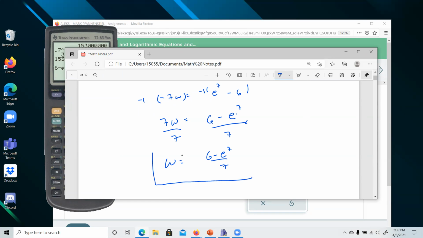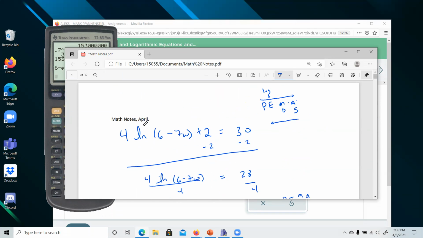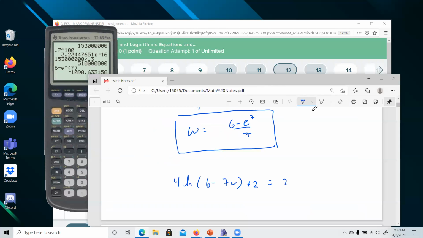And I'm claiming that's my answer, but I'm not claiming it just yet, because in order to make sure that's an answer, we have to check it in the original problem. So I'm going to go all the way back up at the top. Say, well, we've got 4 natural log of 6 minus 7w, oh, plus 2, that's right, plus 2 is equal to, I think, what was it, 30? 28, 30. Equals 30.